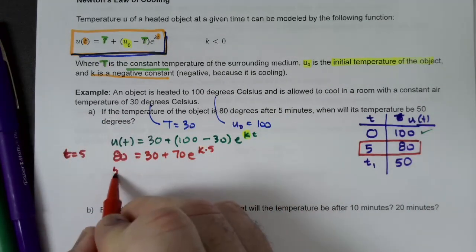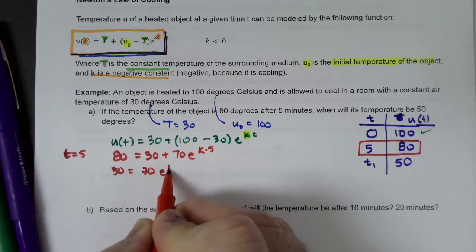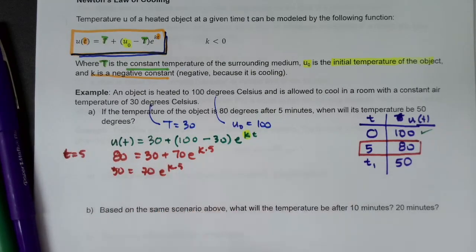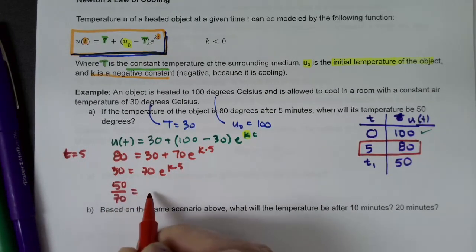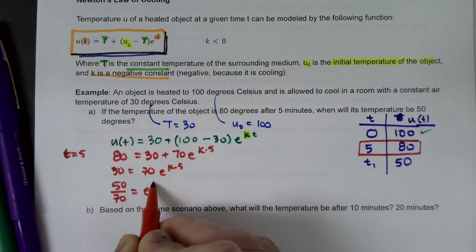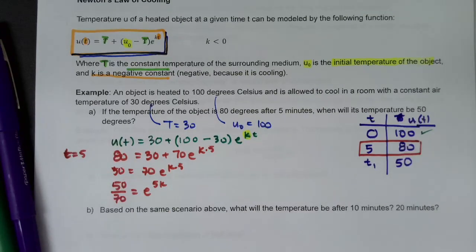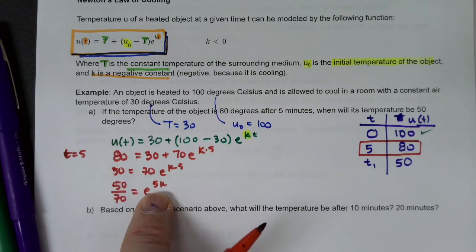Subtract the 30 from both sides, we get 50 equals 70 e to the K times 5, or 5K, I probably should have written it like that. Dividing both sides by 70, we'll get 50 divided by 70 equals e to the 5K. Then, of course, you can see why this is in this unit, because we've got K as an exponent. How are we going to get that out of the exponent? We're going to take the natural log of both sides.